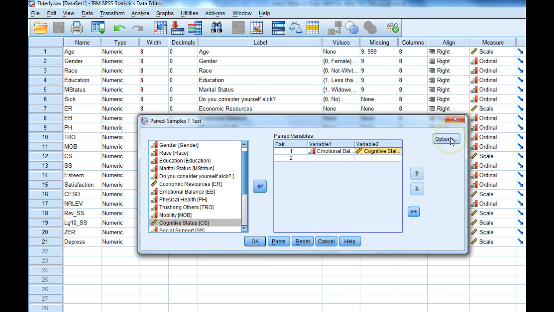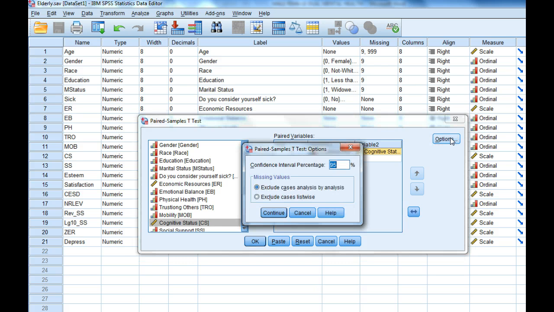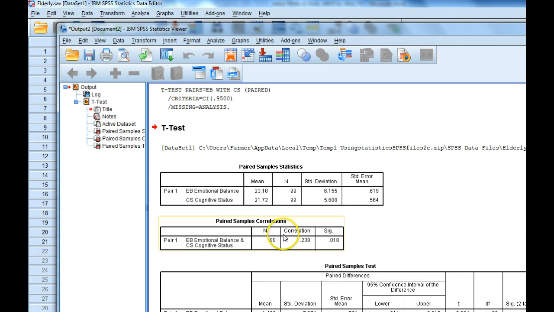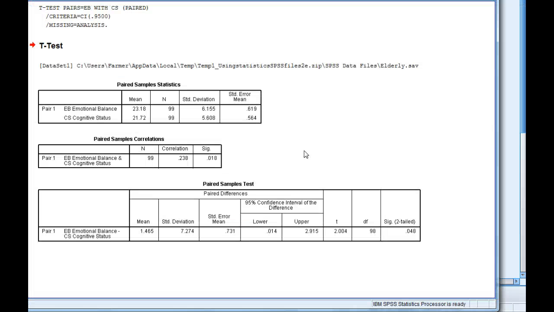Again, we'll take a look at the options. The default allows us to have the 95% confidence interval, and we're fine with that. So we'll just do continue. And then we'll do OK to execute the command. All right, here's our paired results from our paired sample t-test.